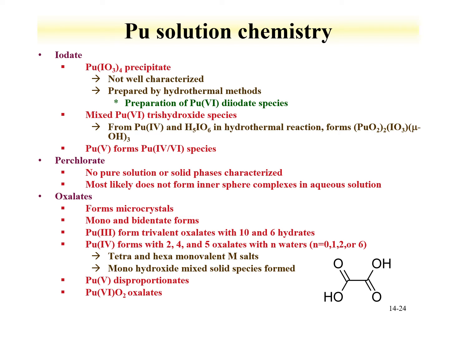And then the oxalates. The oxalate is a very common ligand used to precipitate plutonium. They form microcrystals, can be formed with plutonium. The 4 and the 3 form precipitates. The 3 forms with 10 to 6 waters, and the 4 can form with 2, 4, and 5 oxalates with a given number of waters, anywhere from 0 to 6. As with other organic acids, the plutonium-5 tends to disproportionate, and you can form the plutonium-6 oxalates in solution, and they will precipitate.